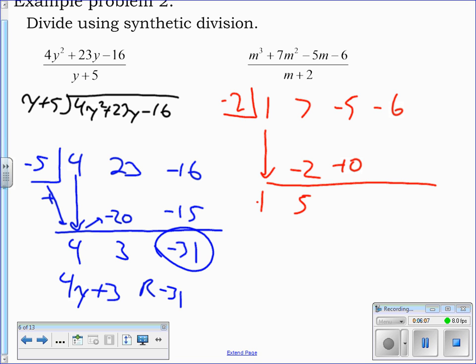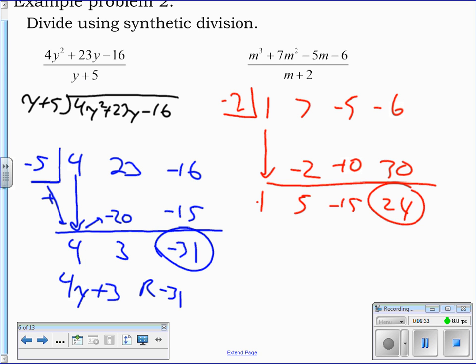Add those. Get -15. -2 times -15 gives me 30. And add those, and I get 24. This number here at the end is my remainder. If that number is 0, I don't have a remainder, and it goes in evenly. Okay? If I have a number there, that's my remainder. The other parts are my answer.